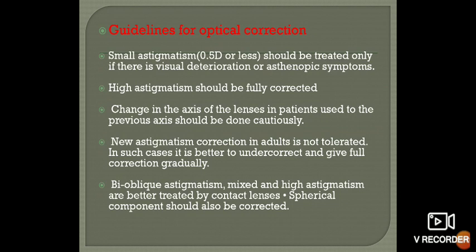New astigmatism correction in adults is not tolerated. In such cases, it is better to undercorrect and give full correction gradually. In case of an adult, when you are giving refraction for the first time, they may not accept it fully. So initially we undercorrect such patients, and after some days we try to give a full correction. Bioblique astigmatism, mixed astigmatism, and high astigmatism are better treated not by spectacles but by contact lenses. Spherical components should be corrected. So these are certain guidelines for the optical correction.